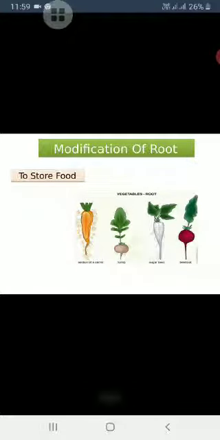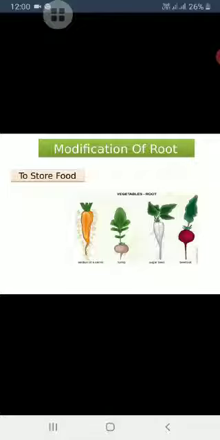In some plants, roots perform other functions too, besides the three primary functions. For this, their structure is slightly changed. These changes are known as modifications. So, roots are modified to store food. Like we eat radish, carrot, and turnip because there is food stored in them.